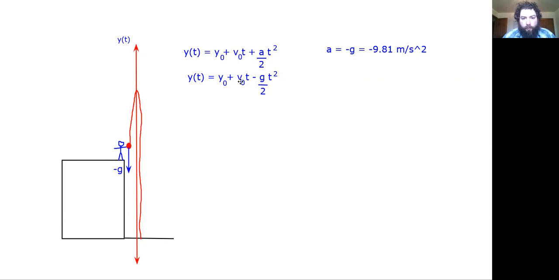Okay, so all we need to know is initial position, initial velocity, and we can know the position at any time. We also know we can figure out the velocity at any time. That's another equation of motion that we have, which is v of t equals v0 plus a times t.